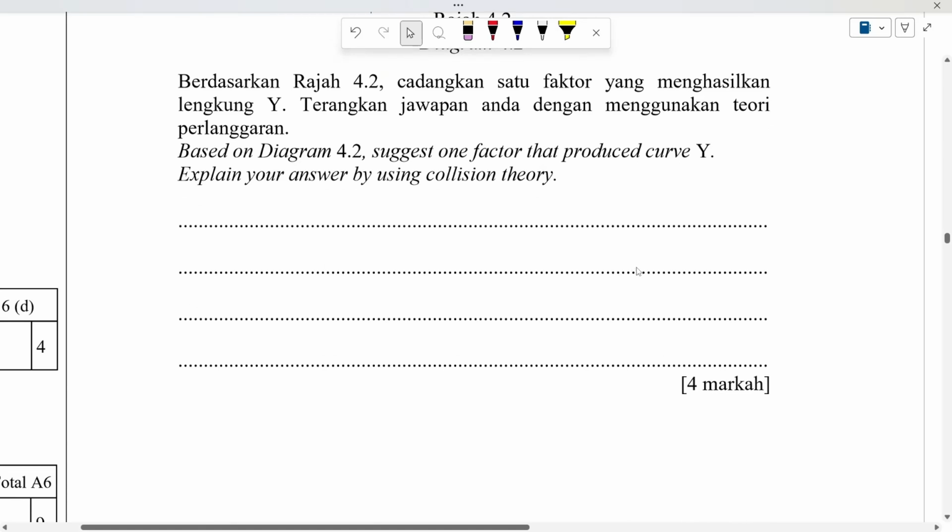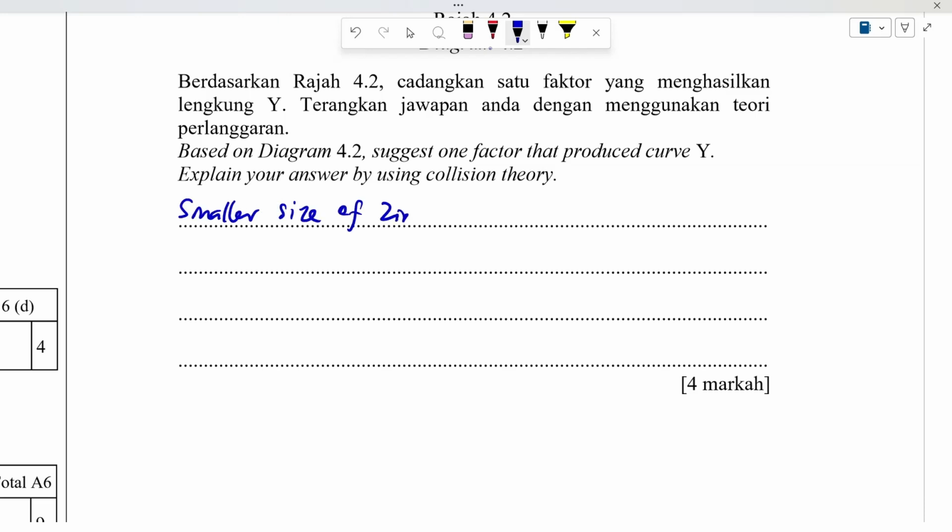Size, concentration. They were in your practical test already, memorized, right? Still remember? So you have to remember. So okay, size. Let's say you use the size. So we use a smaller size of zinc, or can use zinc powder.